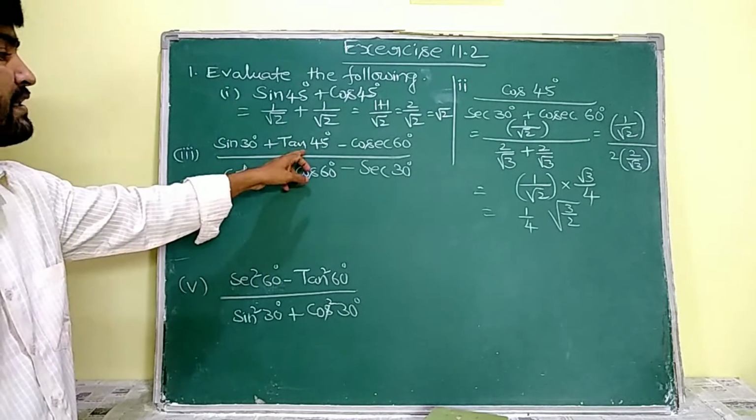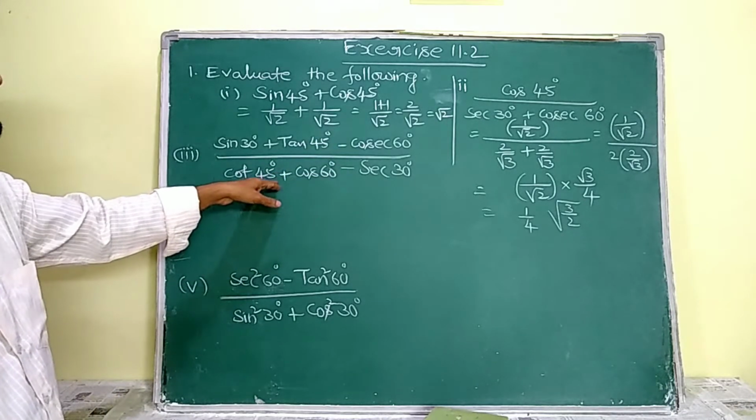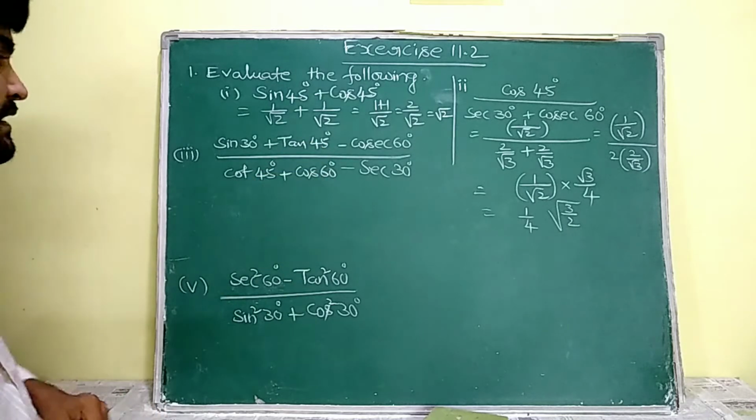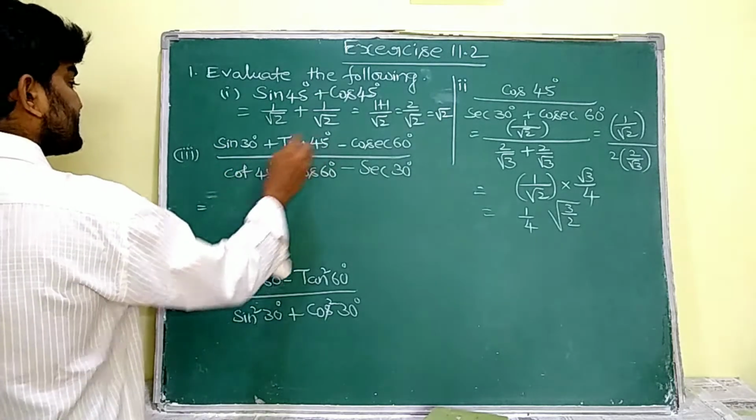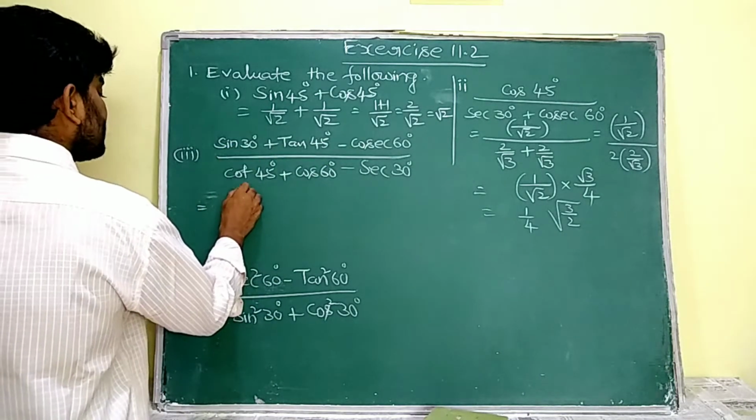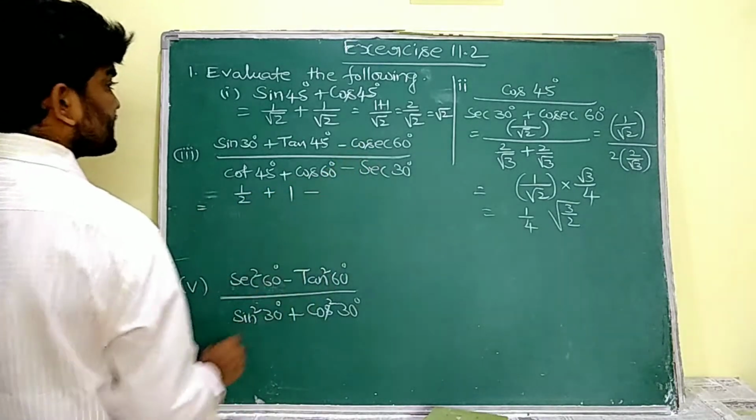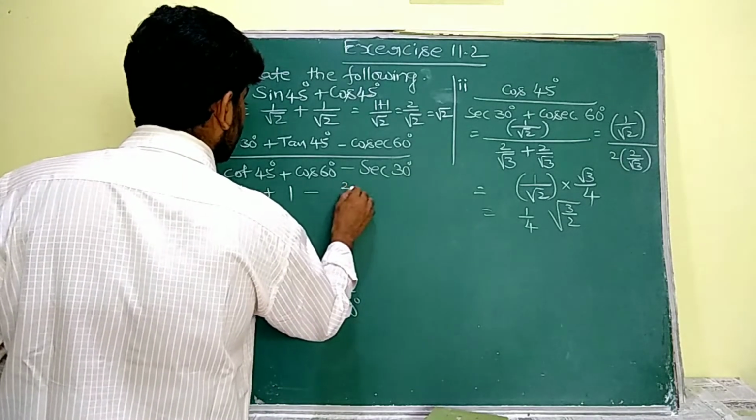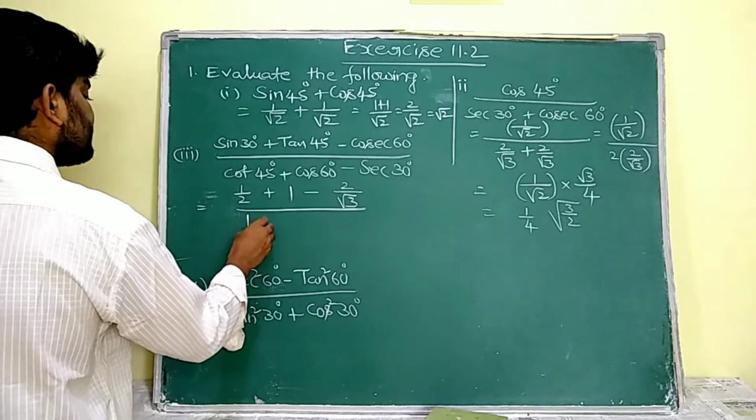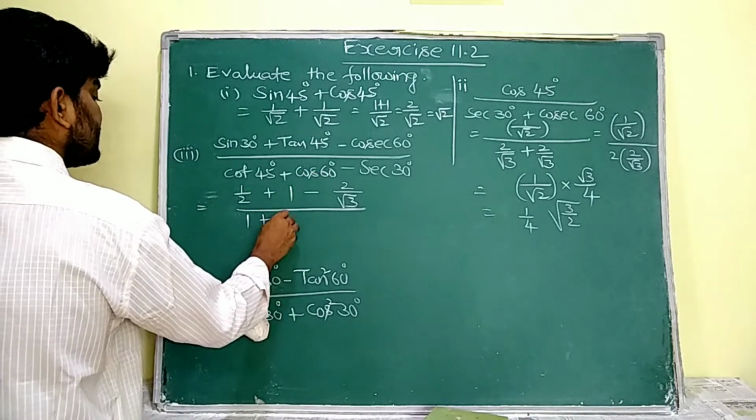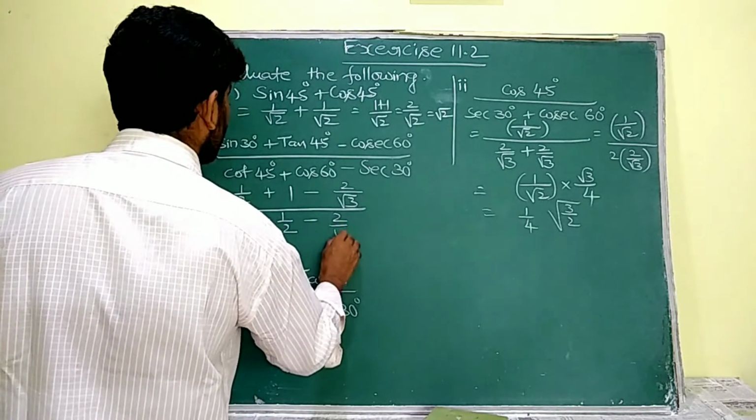Now coming to this third one: sin 30 plus tan 45 minus cosecant 60, by cot 45 degrees plus cos 60 degrees minus secant 30 degrees. Substitute the values of each and every trigonometric ratio with the specific angle. Sin 30 degrees is 1 by 2. Tan 45 is 1, minus cosecant 60, which is 2 by root 3, whole by cot 45 degrees, which is 1. Cos 60 degrees is equal to 1 by 2. Secant 30 degrees is equal to 2 by root 3.